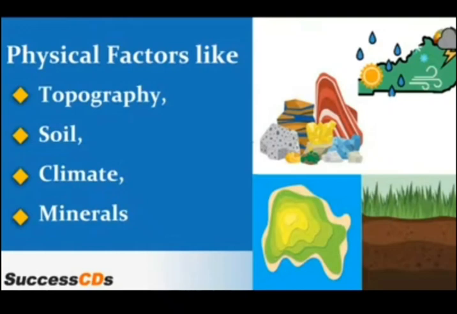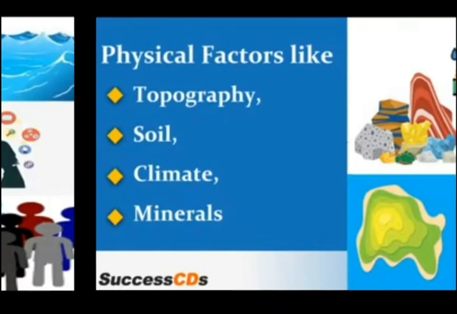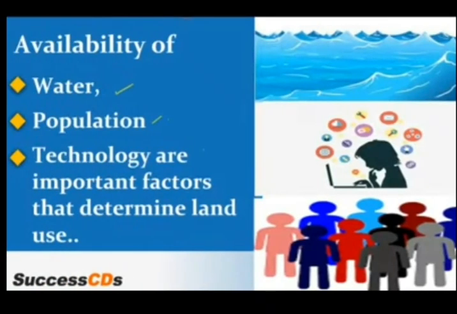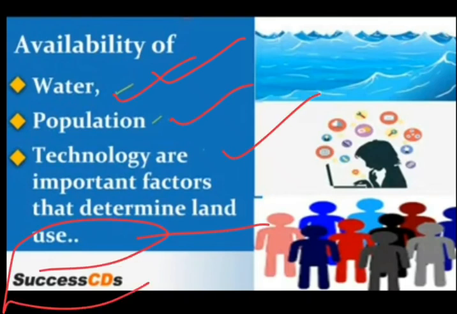Physical factors. Okay, the use of land is determined by the physical factors, such as topography, we have already discussed here, then soil, climate and minerals. It is also affected by some human factors, such as population and technology. Okay, these are the two human factors, population and technology, which are also important determinants of land use pattern. Availability of water, population, technology are determined also. These are also important factors.